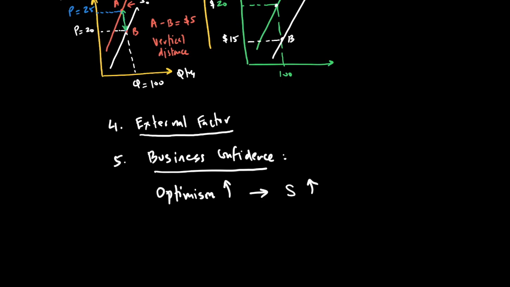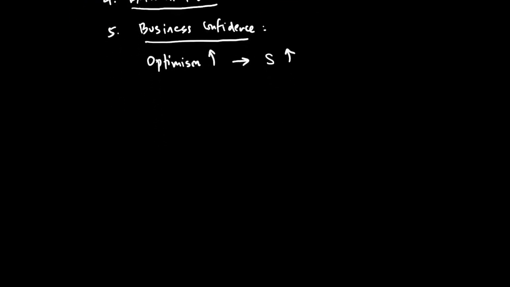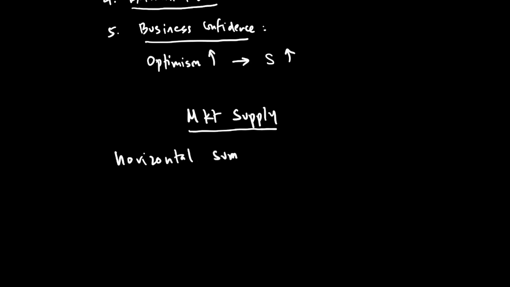Now I want to talk about what we call market supply. Just like market demand, market supply can also be found, which is the supply curve of the whole market for a particular good, which is simply the horizontal summation of individual firms' supply curves.